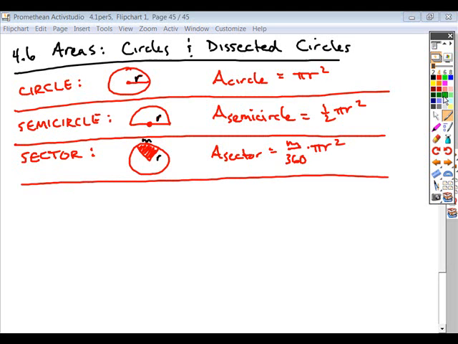Now, does this formula work for a semicircle? A semicircle has an arc measure of 180. So if you took 180 over 360 times pi r squared, does that equal the area for a semicircle? Yeah. So you don't have to memorize a different or specific equation for it. They're based on the same properties.